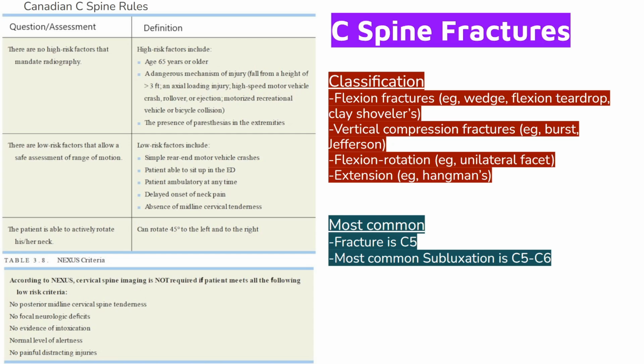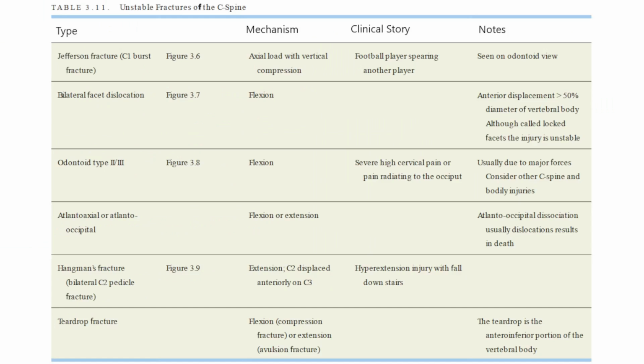Classification of C-spine fractures includes flexion fractures, vertical compression fractures, flexion rotation, and then extension fractures, right? Most commonly fractured spinal level is C5, most common subluxation is C5-C6. I'm not going to go over all of these individually, but you certainly need to know them, right?